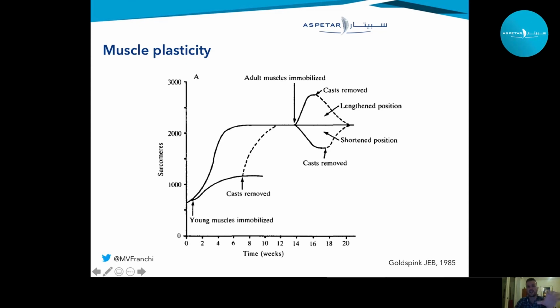But then again, in adult muscle, if you place a cast in lengthened position or in shortened position, you have either an addition or loss of sarcomeres in series, which is quickly restored if the cast is removed. So this figure makes me appreciate the real concept of plasticity of a muscle during lifespan, and if certain constraints, in this case extreme constraints, are applied on the muscle itself.